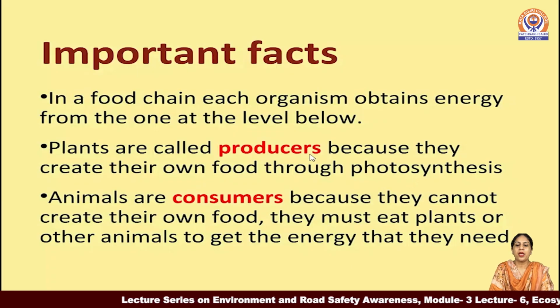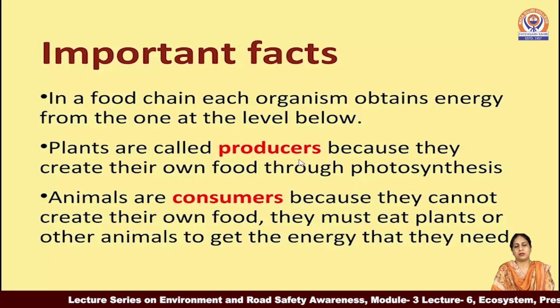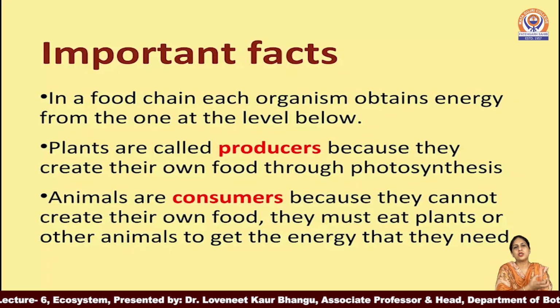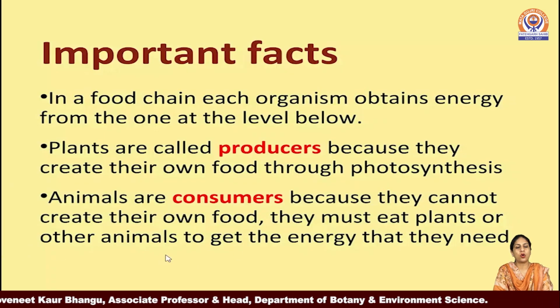Now, dear students, first of all, the food chain starts with producers because producers are the plants that produce their own food by utilizing sunlight by the process of photosynthesis. So these are known as producers, whereas other organisms feed upon these plants and hence they are not producing their own food, so they are consuming the food from another organism and are hence known as consumers. So animals are consumers because they cannot create their own food. They just eat plants or other animals to get the energy that they need.